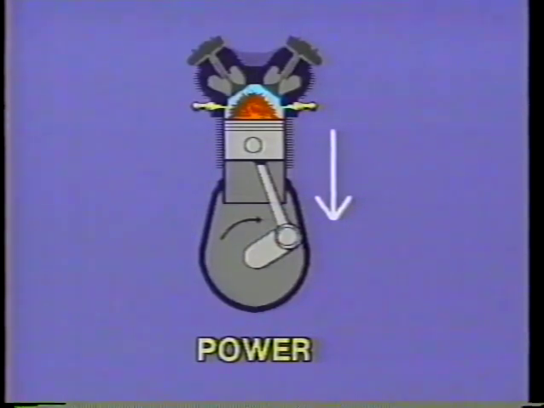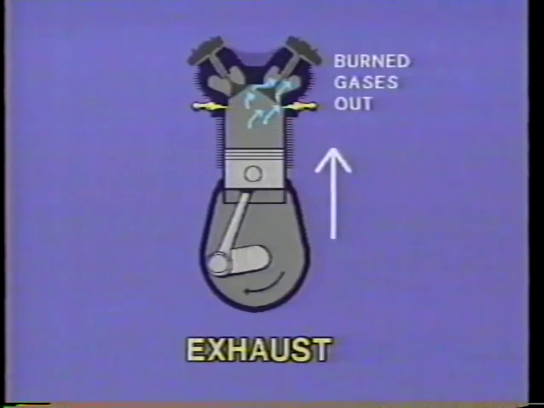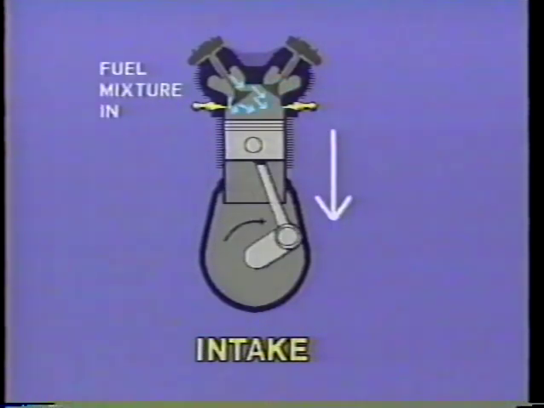As we reach the bottom of the power stroke, the exhaust valve opens, and the piston starts moving up again into the exhaust stroke, and this forces the burnt fuel-air mixture out of the cylinder. As we reach the top of the exhaust stroke, we've completely exhausted the burnt fuel-air mixture, and we're ready to start over again on the intake stroke.